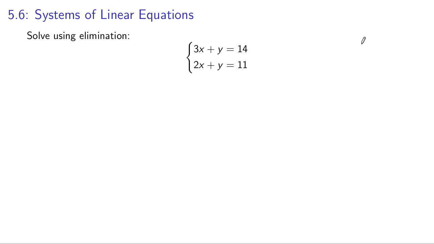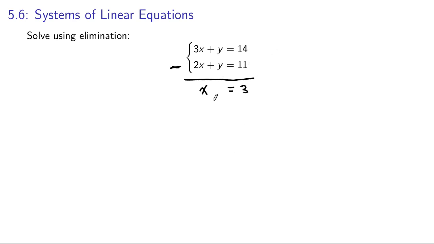Now let's solve the same system using elimination. Elimination, the goal is to manipulate the equations to where we can add or subtract them to get rid of a variable. Now in some cases we won't have to do any manipulation, and elimination is very trivial. This is one such case. If I just subtract the second equation from the first, I get 3x minus 2x is x, y minus y is 0, 14 minus 11 is 3, and I'm done with finding x.